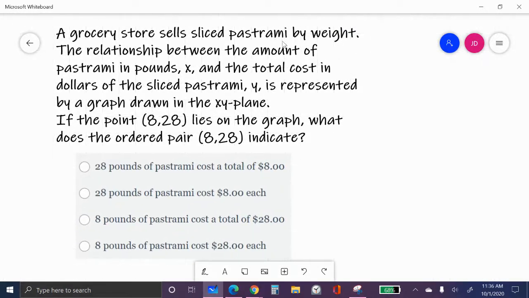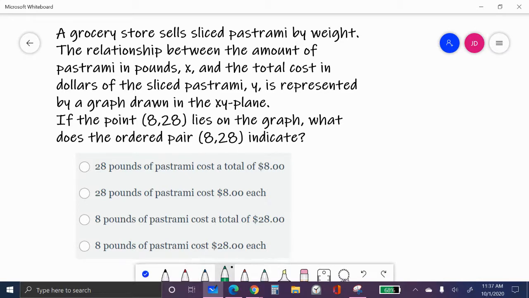All right, a grocery store sells sliced pastrami by weight. The relationship between the amount of pastrami in pounds, x, and the total cost in dollars of the sliced pastrami, y, is represented by a graph drawn in the xy plane. If the point (8, 28) lies on the graph, what does the ordered pair (8, 28) indicate?